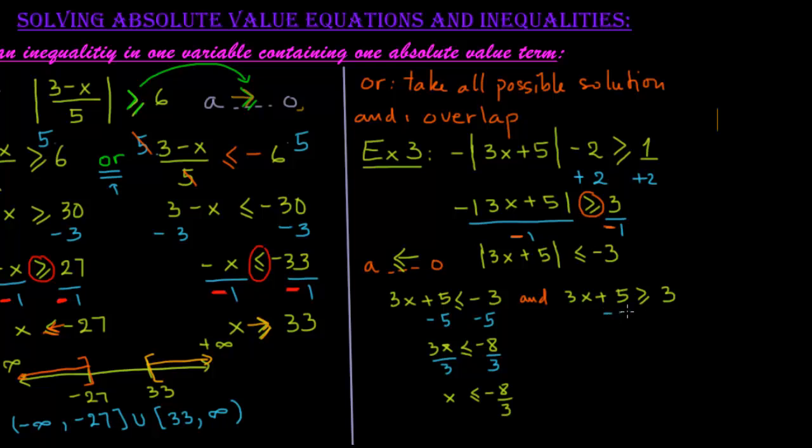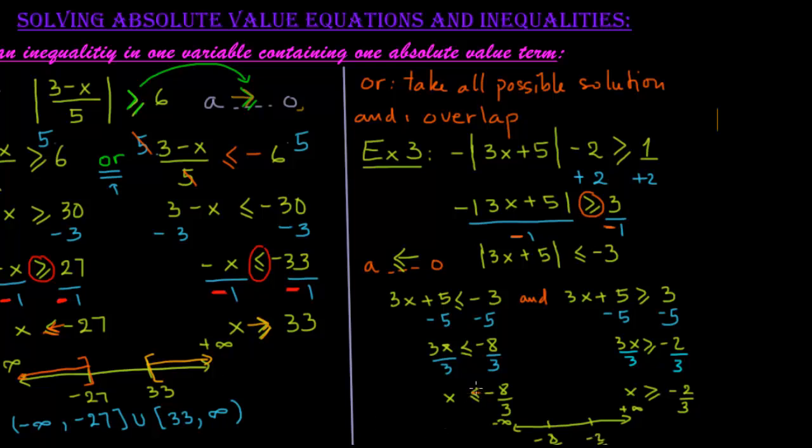Now on the right side, subtract 5 on both sides. We have 3x greater than or equal to negative 2, and divide by 3 on both sides. So we have x greater than or equal to negative 2/3. So now we put both of them on the real number line. Negative infinity, positive infinity. We have negative 8/3 and negative 2/3. Negative 8/3 will be the smaller number, and then negative 2/3.